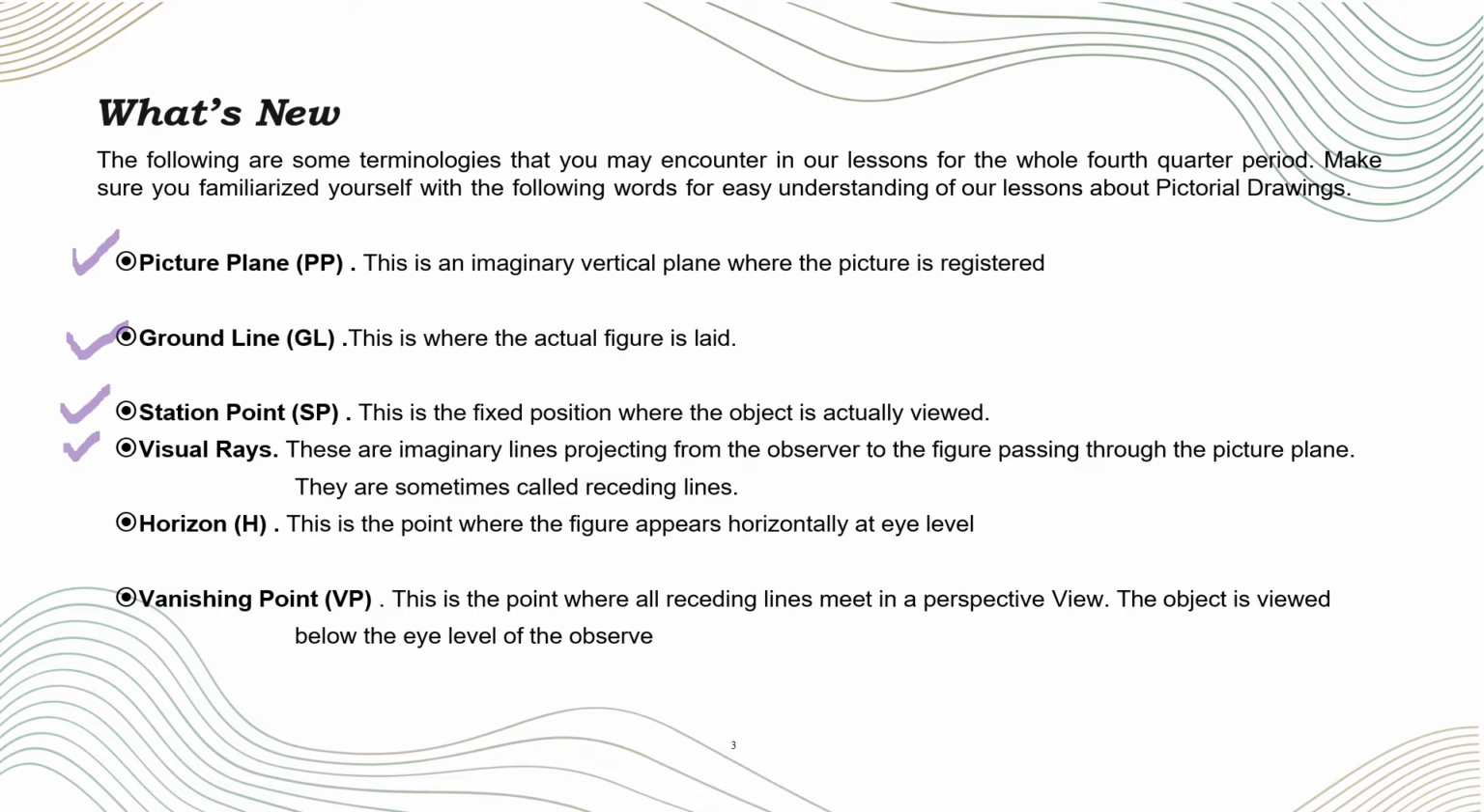Fourth is the visual rays. These are imaginary lines projecting from the observer to the figure passing through the picture plane. They are sometimes called the receding lines. Next is the horizon. This is the point where the figure appears horizontally at the eye level. And the last one is the vanishing point. This is the point where all receding lines meet in perspective view. The object is viewed below the eye level of the observer.